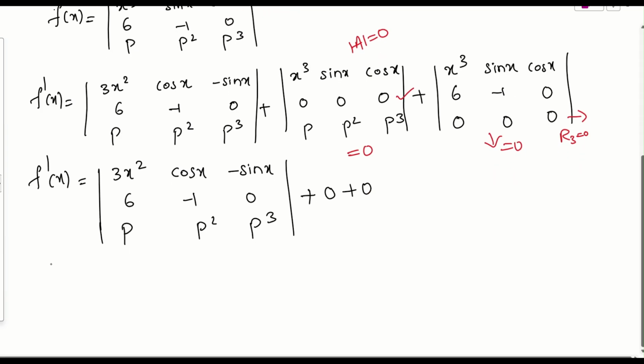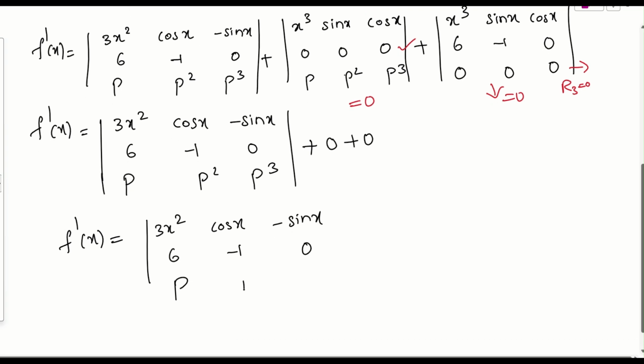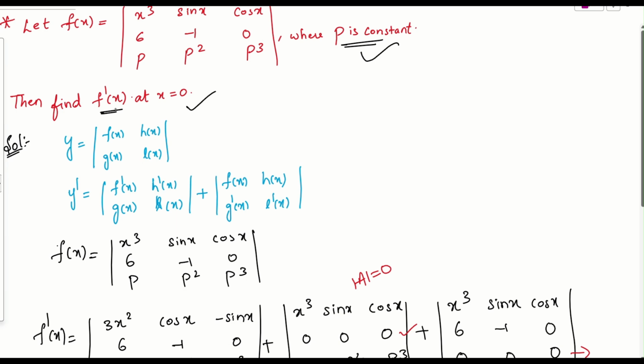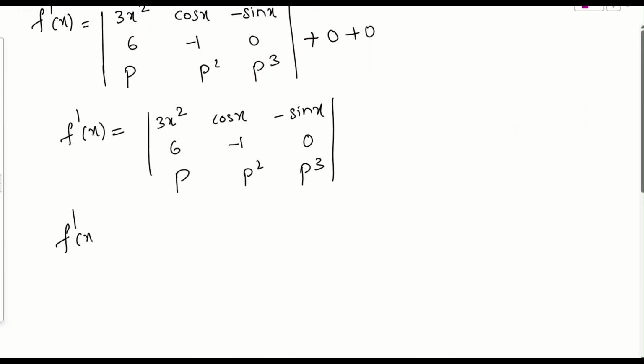Is it fine? We have f dash of x. What is f dash of x? We finally got 3x square, cos x, minus sin x, and this will be 6, minus 1, 0, and this is p, p square and p cube. Is it okay? This is our result up to here. If you stop here, is your problem done? No, we need to find f dash of x at x is equal to 0, right? So try to substitute x equal to 0, which means wherever x is there we need to take it as 0.